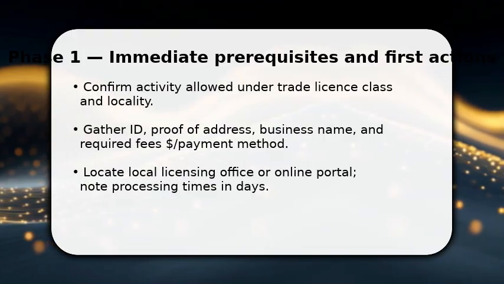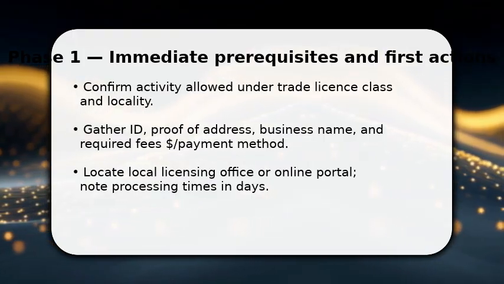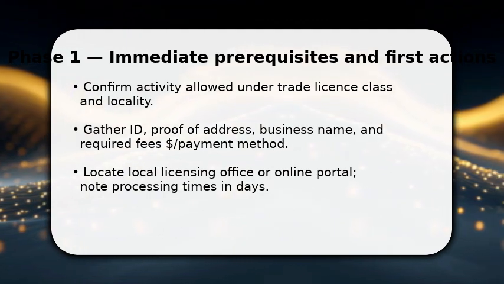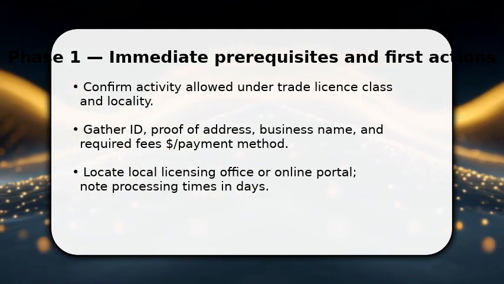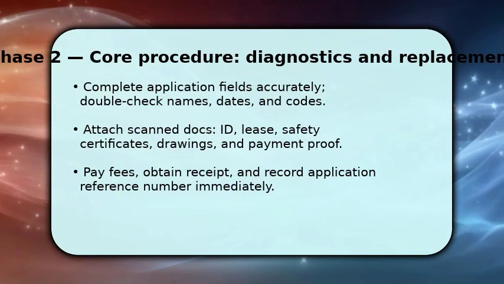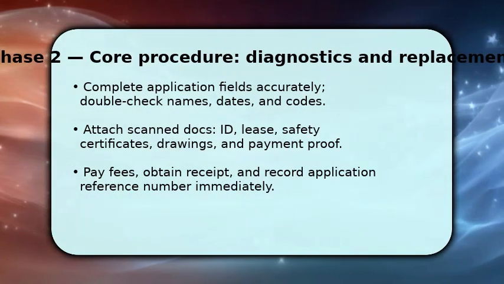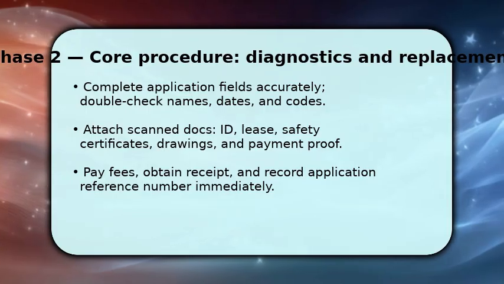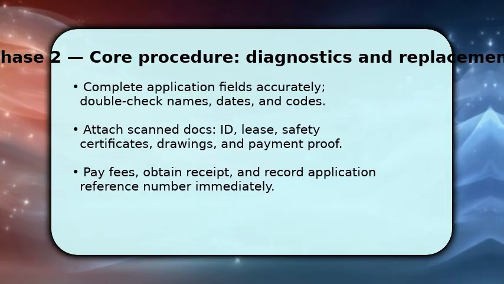Do this now, don't delay, because early submission prevents rejected filings and speeds up approvals. You fill the application carefully. Accuracy reduces back-and-forth and inspection delays. Make sure names, dates, and classification codes match supporting documents.